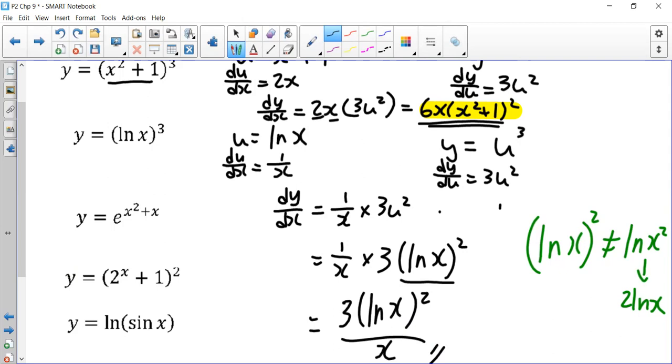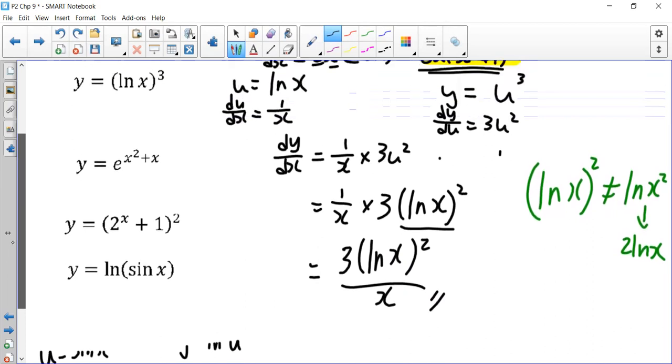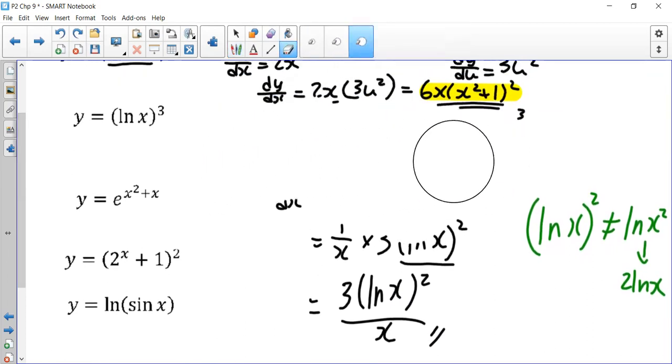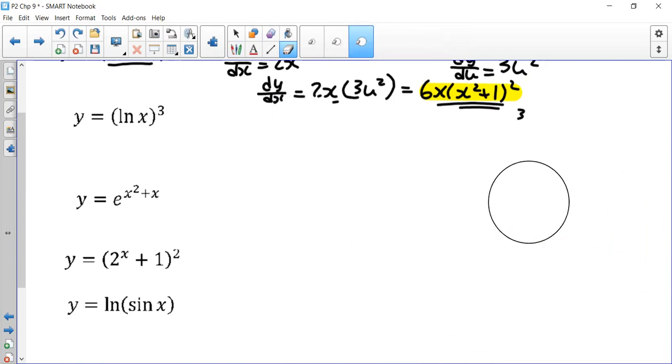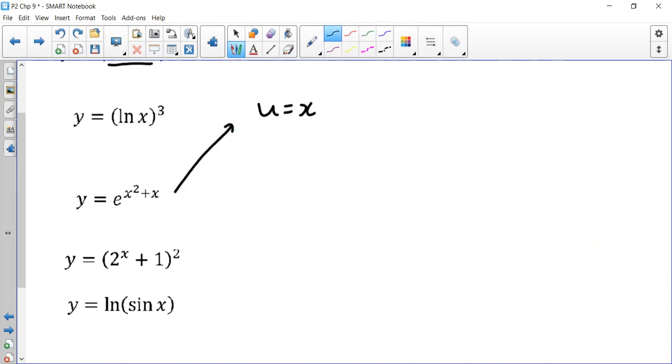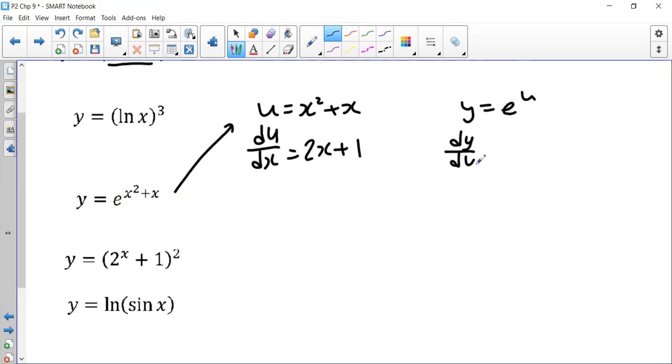Okay. Now have a go at question 3. When you're ready for the answer, you can press play. So question 3, we know u is x squared plus x and y equals e to the power of u. du by dx equals 2x plus 1. Now dy by du equals just e to the power of u.